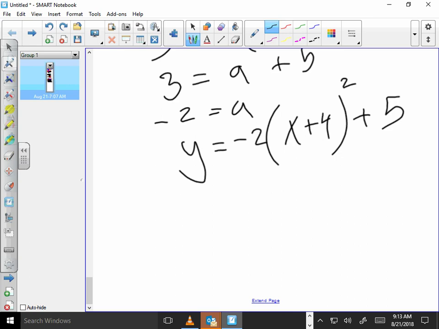And no, a won't always be 2 or negative 2. Isn't that inside, so shouldn't that be an x value? Isn't that outside, so shouldn't that be a y value? Okay. Do you have any questions about this process? Nice.